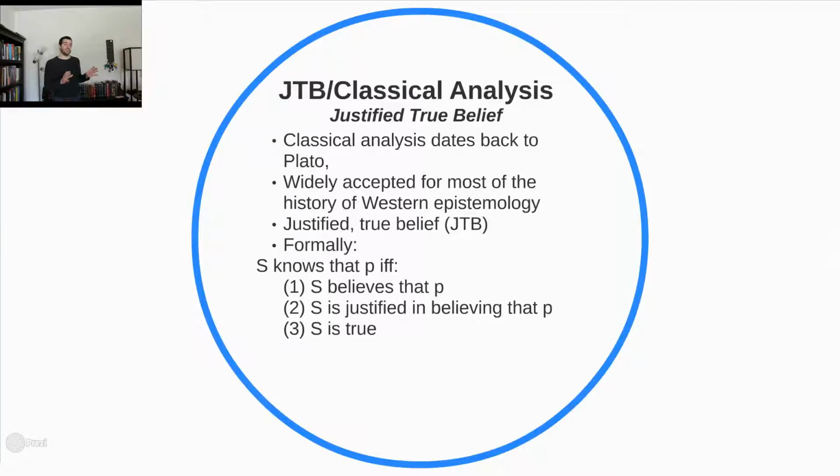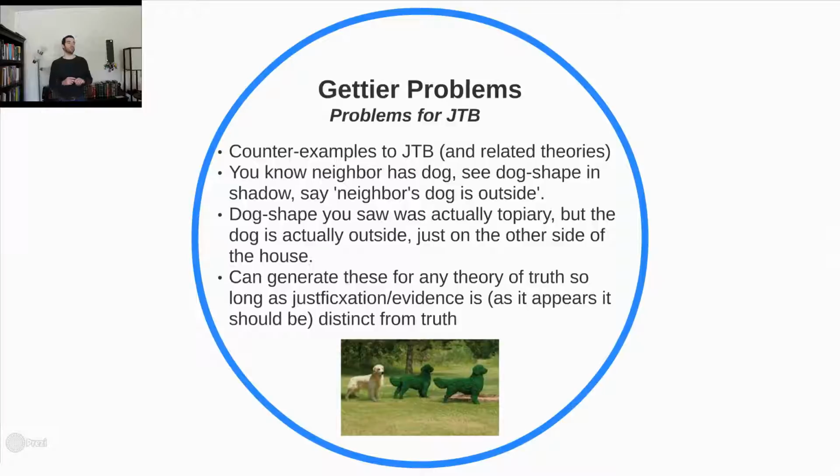This idea was adopted in most of Western epistemology from its inception, while Plato was thinking and writing, up until about 1963, when a man named Edmund Gettier introduced what are now called Gettier problems. Problems for the justified true belief theory. So let's take an example.